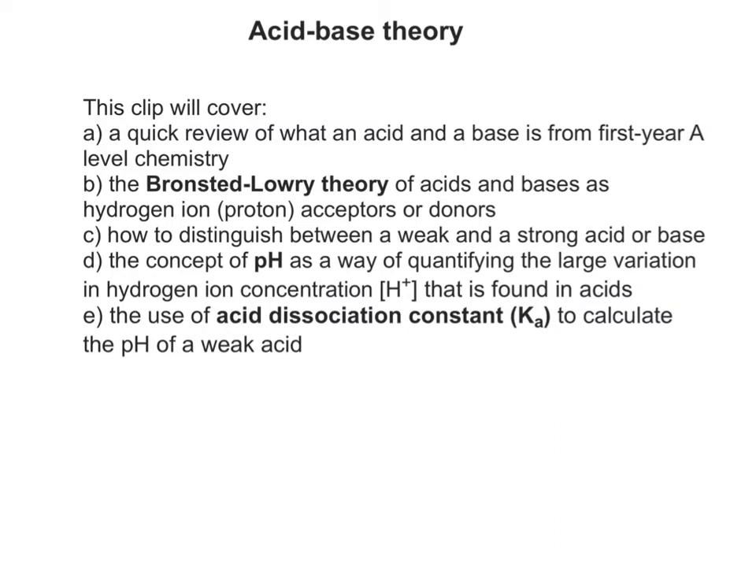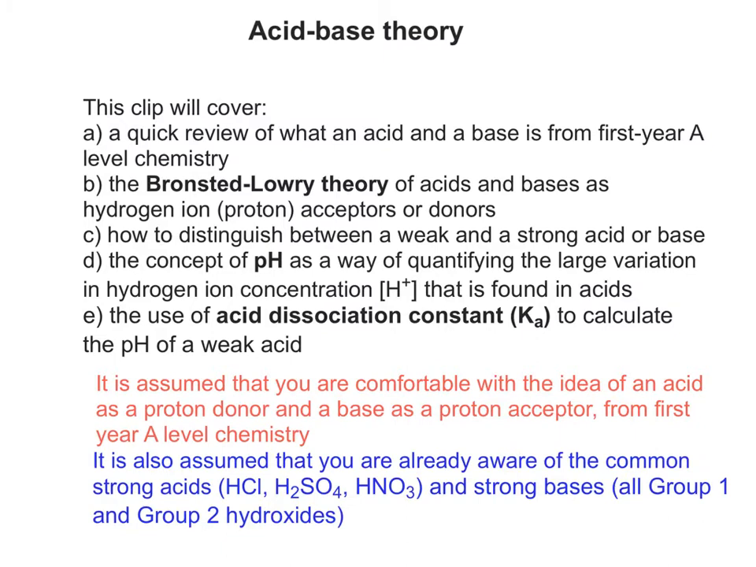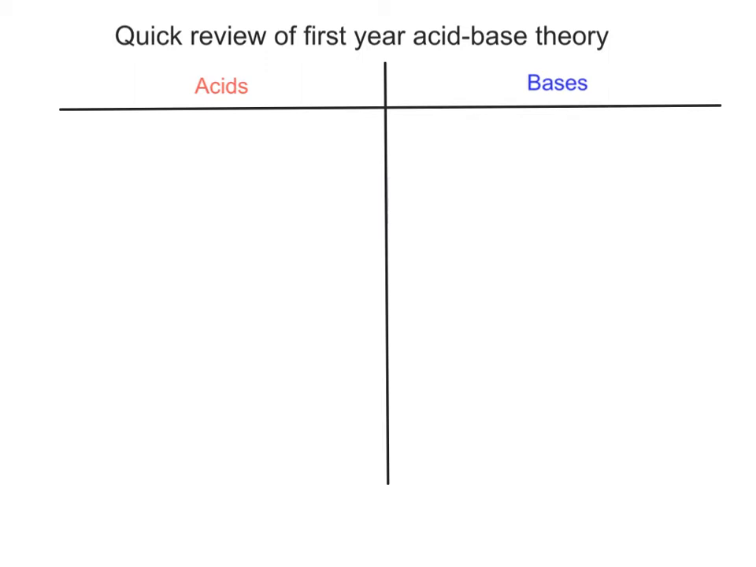And finally, we'll look at the use of the acid dissociation constant to calculate the pH of a weak acid. It's assumed that you're comfortable with the idea of an acid as a proton donor and a base as a proton acceptor from first year A-level chemistry already. It's also assumed that you're aware of the common strong acids HCl, H2SO4 and HNO3, hydrochloric, sulfuric and nitric, as well as strong bases being group 1 and group 2 hydroxides. So let's quickly review the acid-base theory you would have done in your first year.